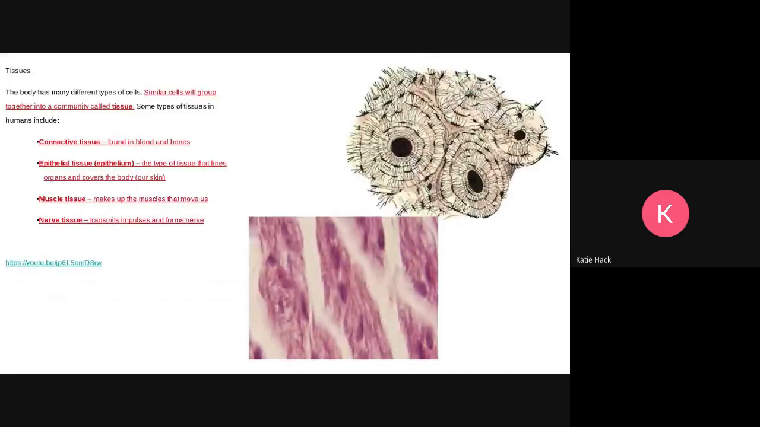Oh, I think this is going to be each one as well. So that very first one: similar cells will group together in a community called tissue. A group of tissues that perform a special function. A group of organs, a basic building block. So you already know what the basic building block of your life is, right?